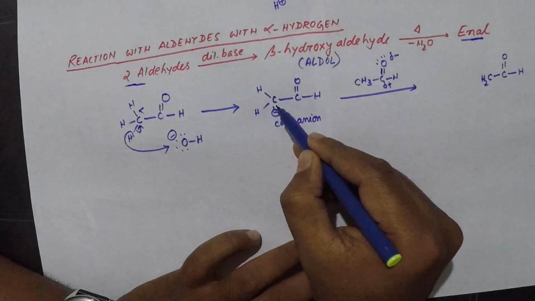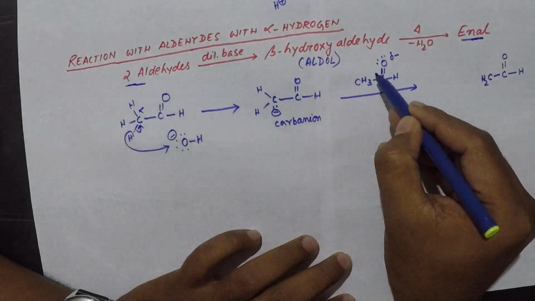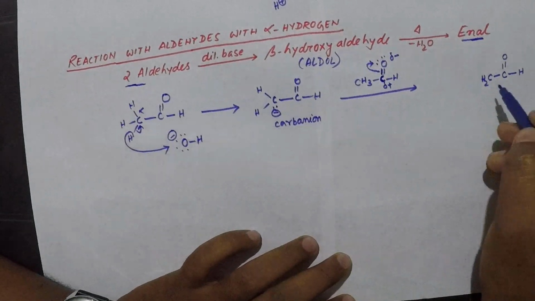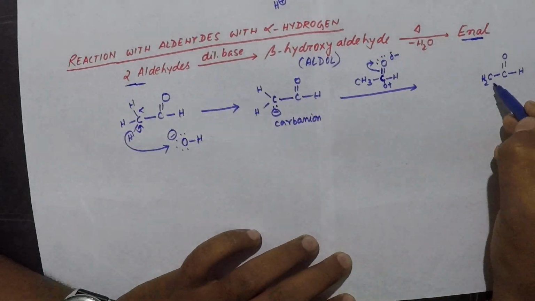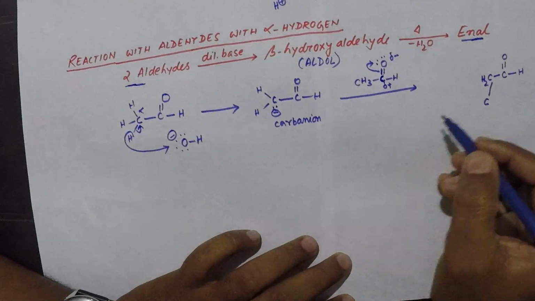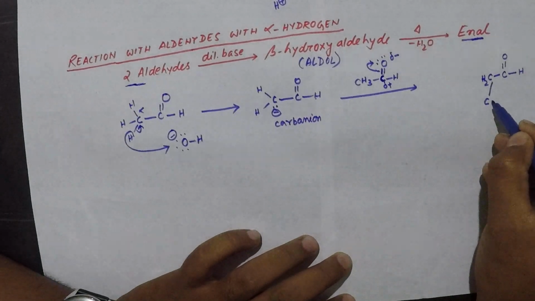A new covalent bond will form between the carbonyl carbon of this aldehyde and the alpha carbon of this aldehyde. And parallelly what will happen? The pi electrons of this bond will shift to the oxygen. Now which structure will we get? You see this lone pair is forming a bond with the alpha carbon, right? C. Got it? Next, this C is having one hydrogen, yes or no?